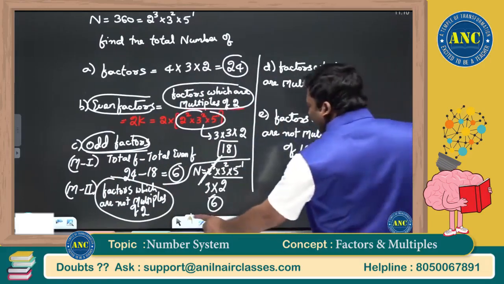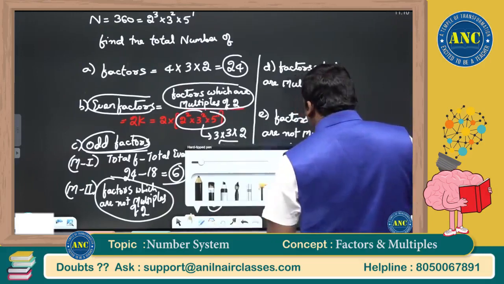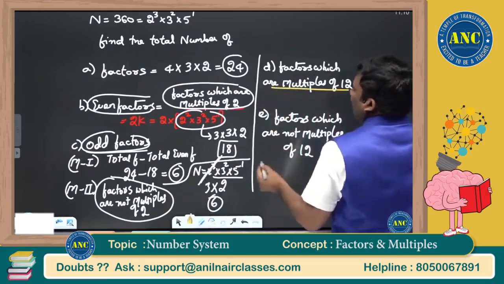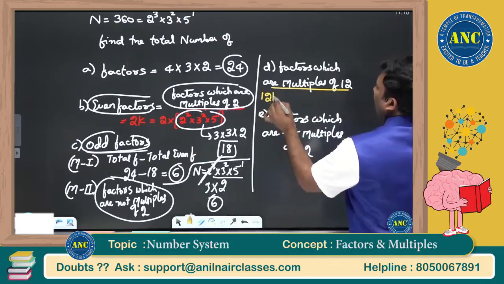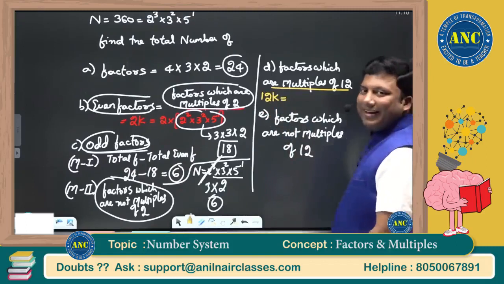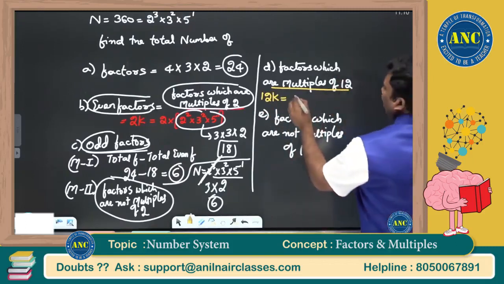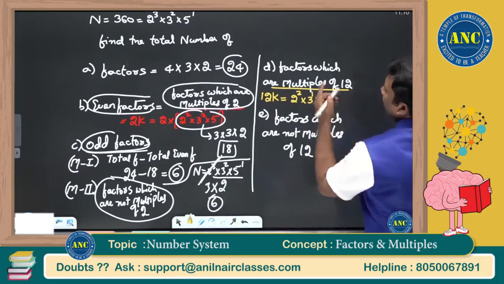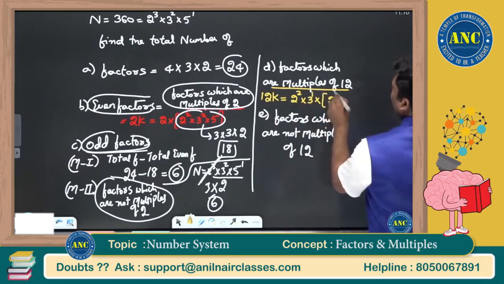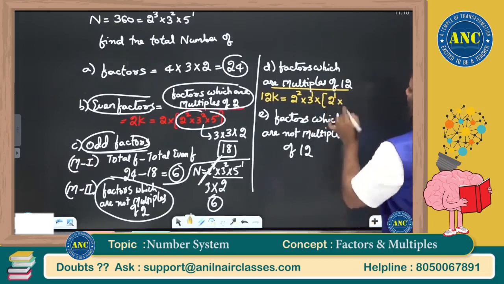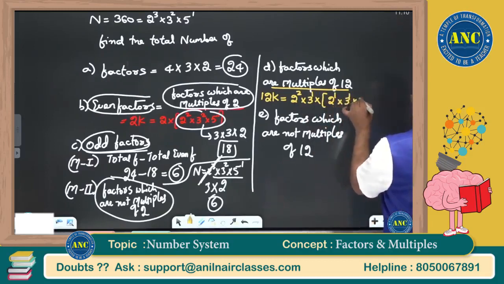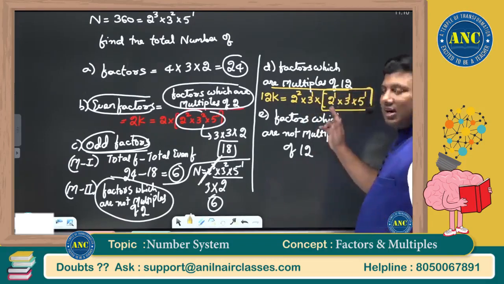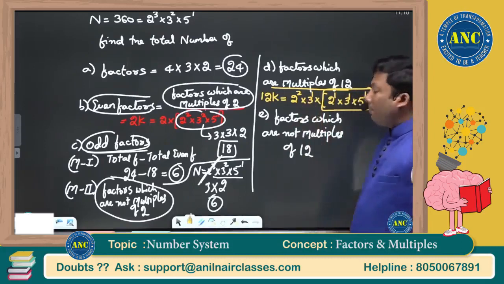Now, from here onwards, you can solve the question very easily. Now see here: factors which are multiples of 12. Any multiple of 12 is of the form 12k. 12 is 2 square into 3. Remaining will be 2 cube, 2 square is taken out, remaining is 2 power 1. 3 power 1 is taken out, remaining is 3 power 1 into 5 power 1. These are the numbers which are getting multiplied by 12.